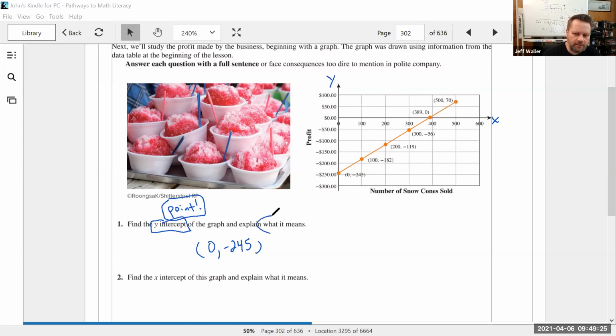What does it mean? Don't say anything yet. Everybody think for a minute about what the X is. You can answer this question. What does the X represent in this problem? Physically, what does the X represent? The number of snow cones sold. Good. X is the number of snow cones sold. I like it. And what does the Y represent? The profit.